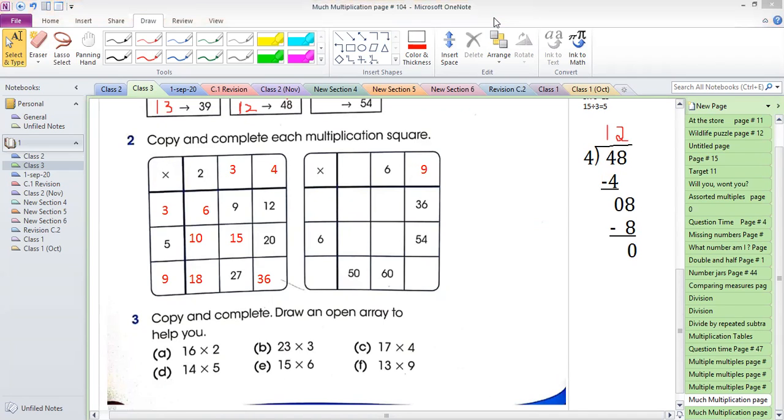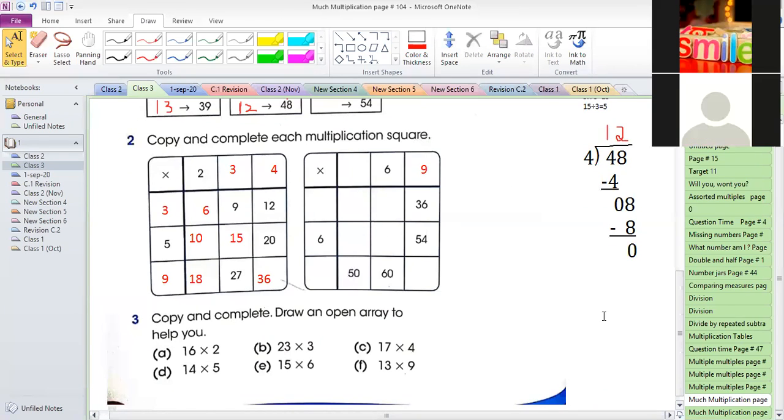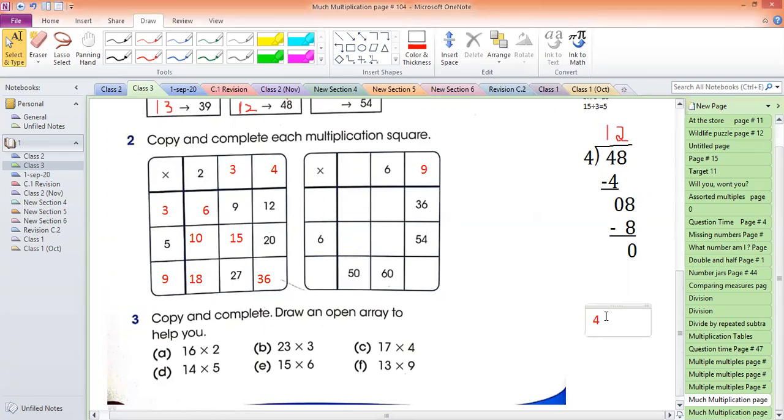Yes, guys. 9 multiplied by what number will give you 36? 4. Yes. 9 multiplied by 4 will give you 36. Okay. So you will write here 4. This is 4.